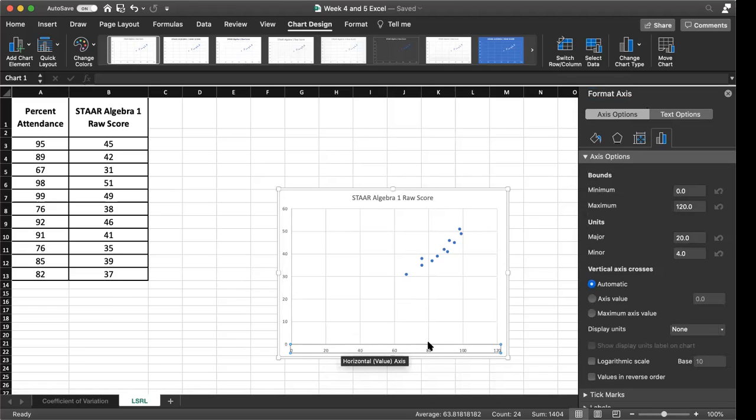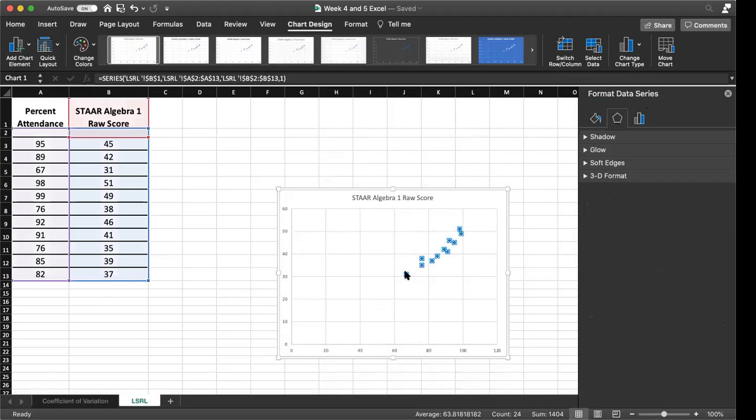But here, we know from what we already did in our exploratory work that the x-axis is your attendance, the y-axis is your raw score. You click on any one of these points, and it tells you what that point is, right? 67, 31. So what does that mean? That a person had 67% attendance and scored a 31 on their raw score. Good.